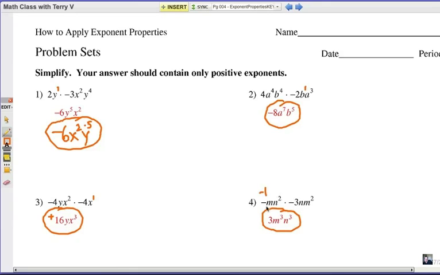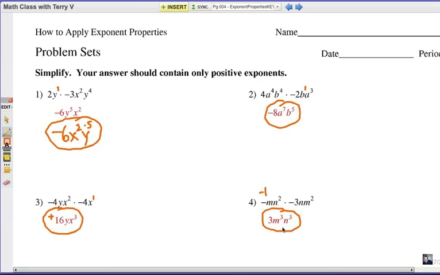And number 4, if it's just a negative sign in front of a variable, make sure you remember that's a -1. So it's really -1 times -3, positive 3. And m to the first times m squared, m to the third. N squared times a single n there is also n to the third. So there's your final answer. All right, that's problem set 1.